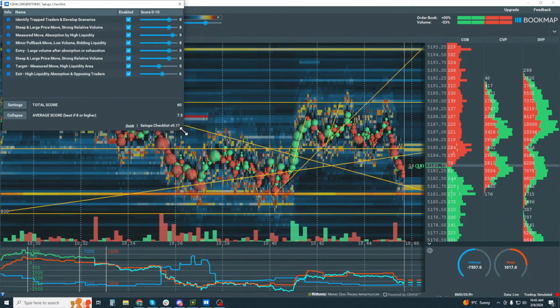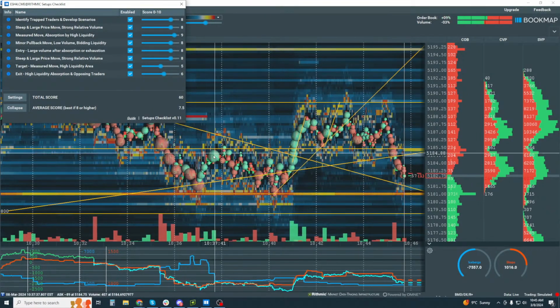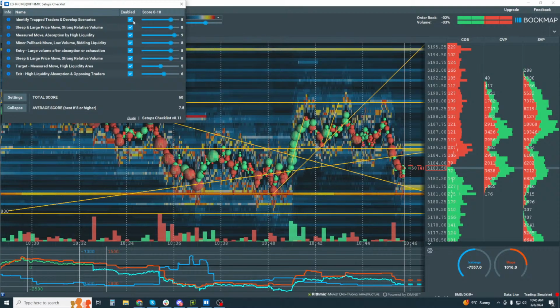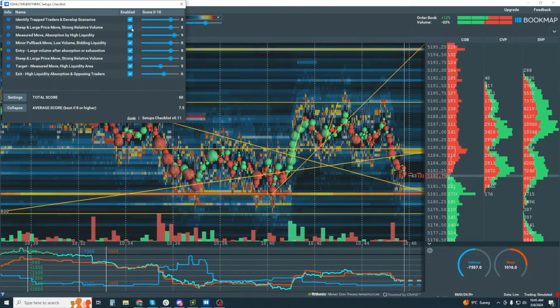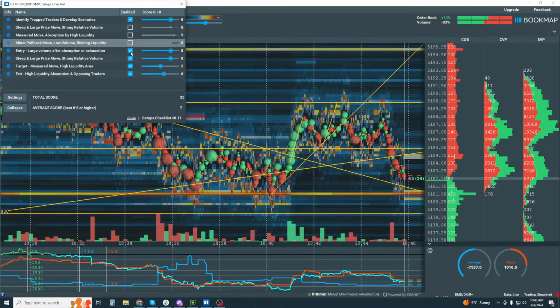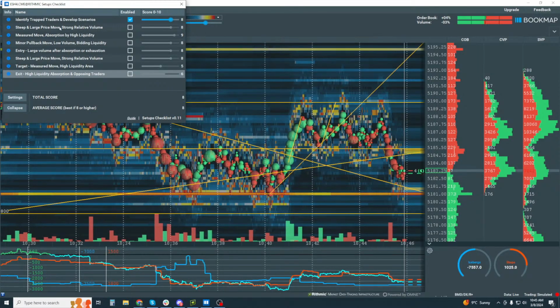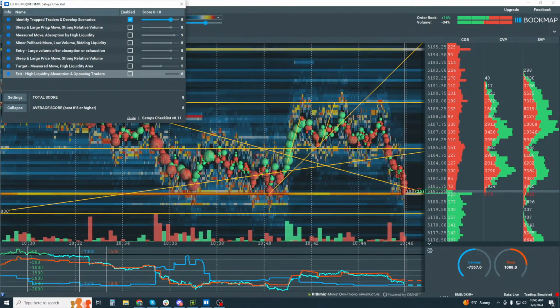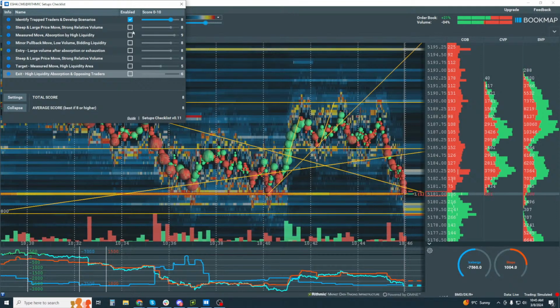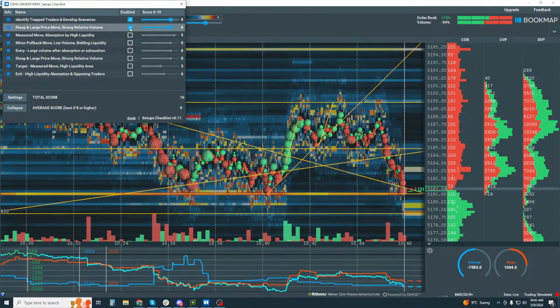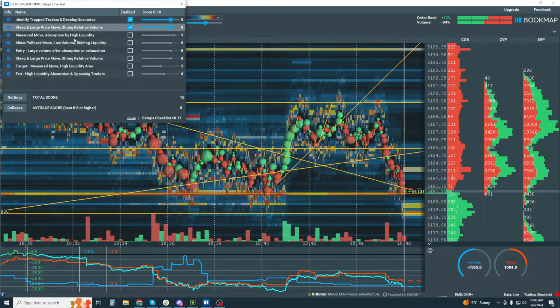Okay, these are the things we're looking for. Do we have trap traders in here? Yeah, we got that. That looks pretty good. We can probably give that an 8. And let's go through our checklist here. What about steep, large price movement, strong relative volume? Yep, we got that. Looks pretty good. I'd give it an 8.